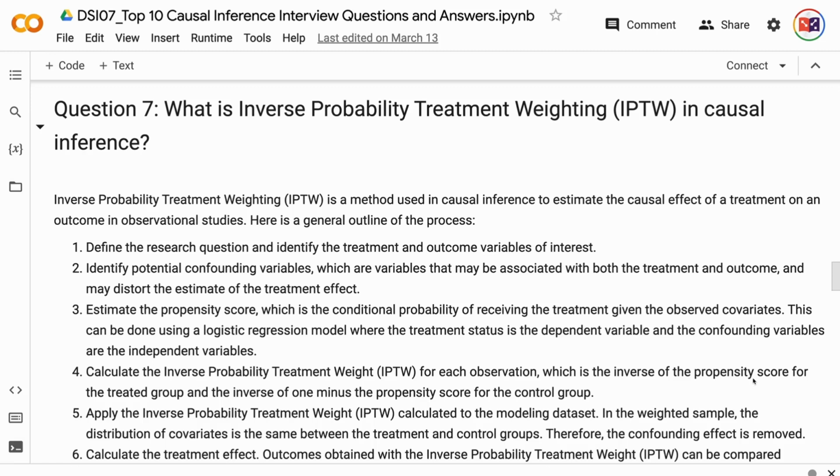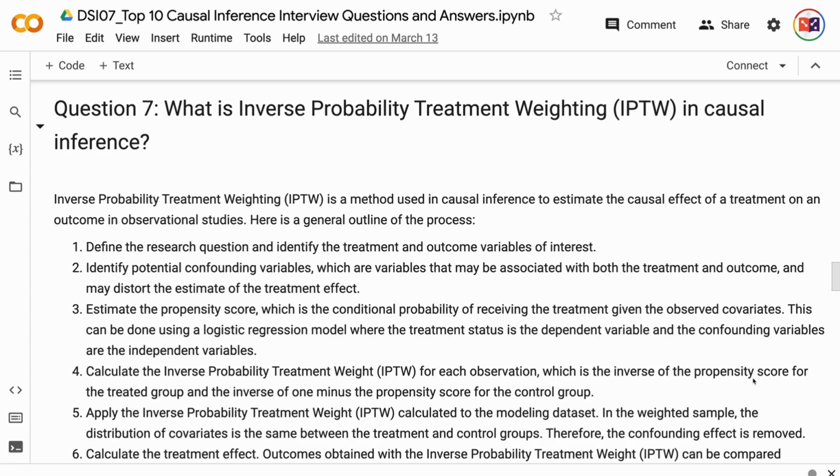Here is a general outline of the process. 1. Define the research question and identify the treatment and outcome variables of interest. 2. Identify potential confounding variables, which are variables that may be associated with both the treatment and outcome, and may distort the estimate of the treatment effect. 3. Estimate the propensity score, which is the conditional probability of receiving the treatment given the observed covariates. This can be done using a logistic regression model where the treatment status is the dependent variable, and the confounding variables are the independent variables.